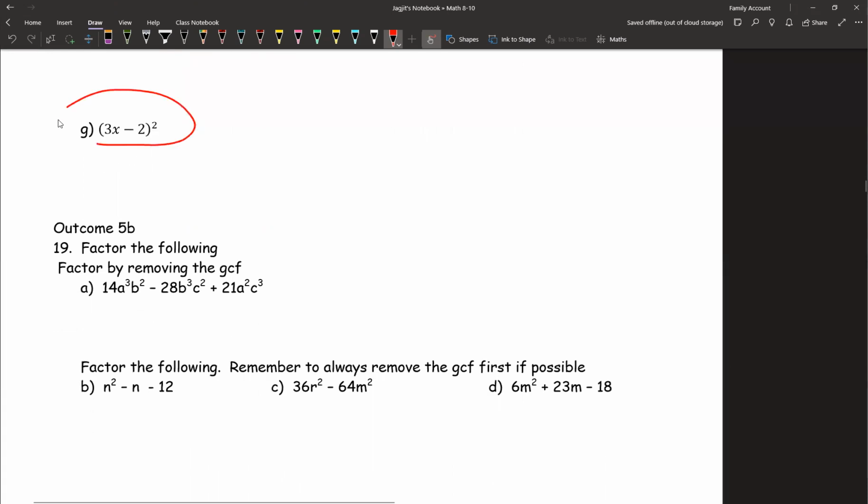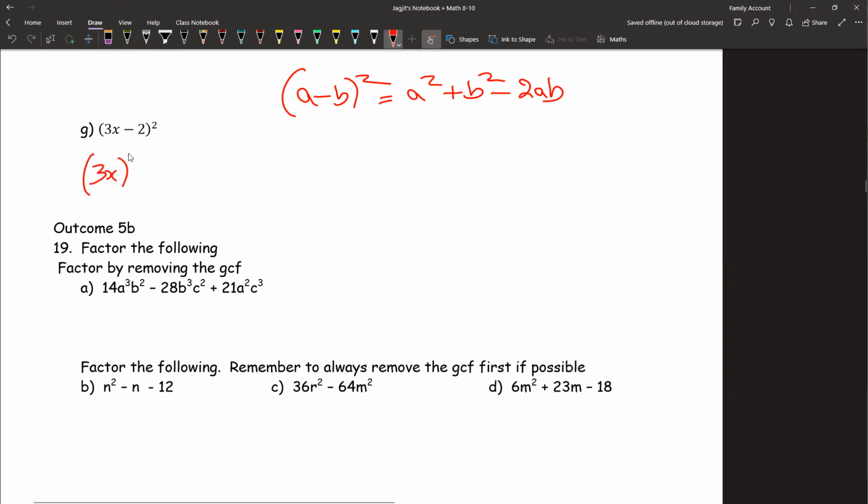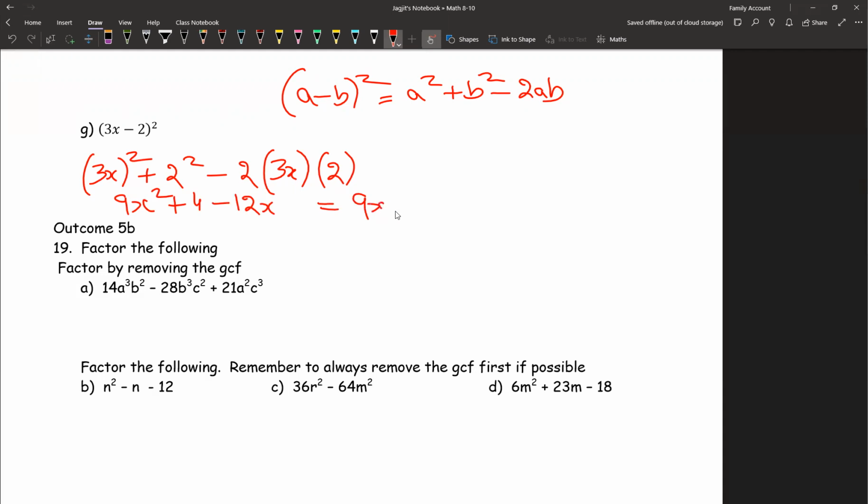When you look at something like this, that should remind you of the a minus b whole square formula, which is a squared plus b squared minus 2ab, where your a is now 3x and your b is 2. So when you FOIL that, it will be a squared, which is 3x whole square, plus b squared minus 2 times a times b. So that's 9x squared plus 4. 2 times 3 is 6, 6 times 2 is 12, minus 12x. 9x squared minus 12x plus 4.